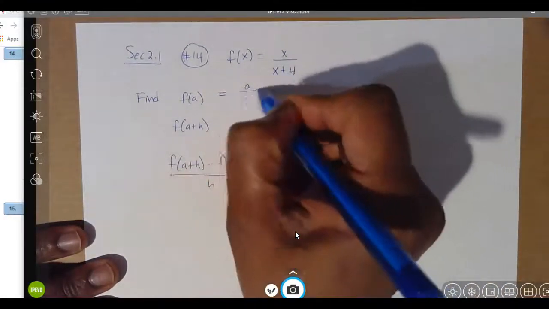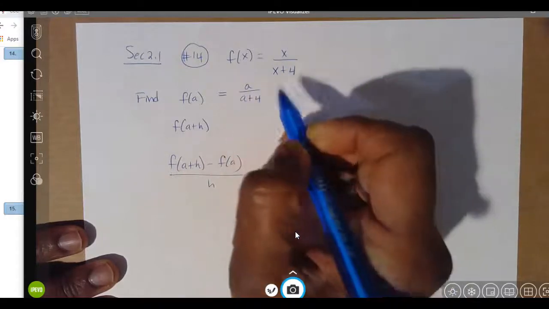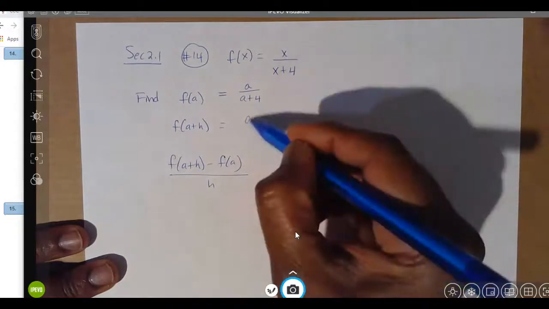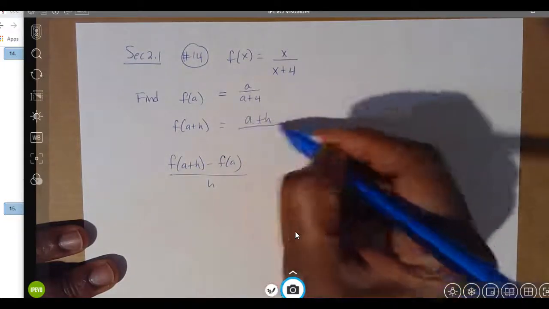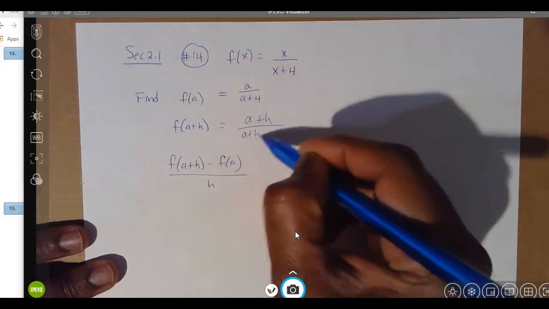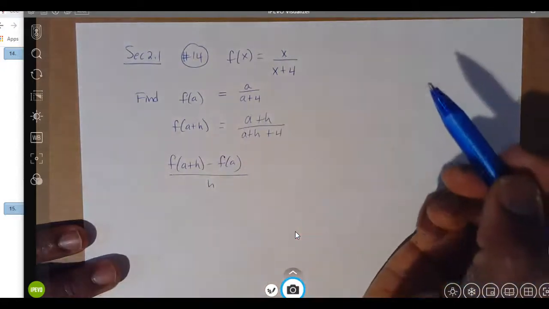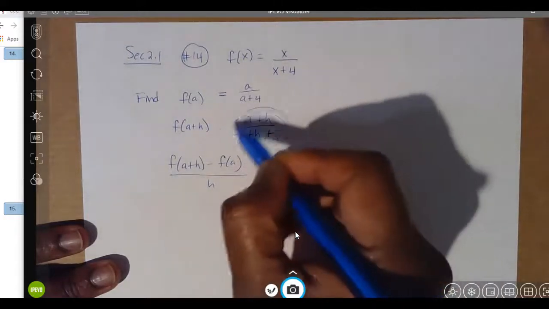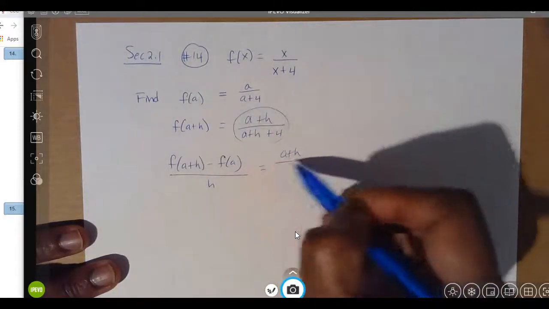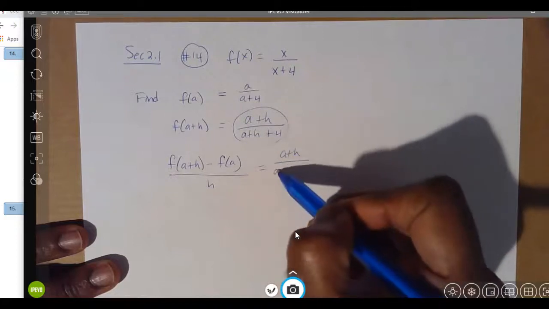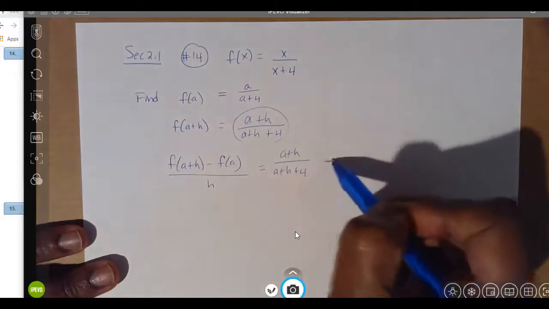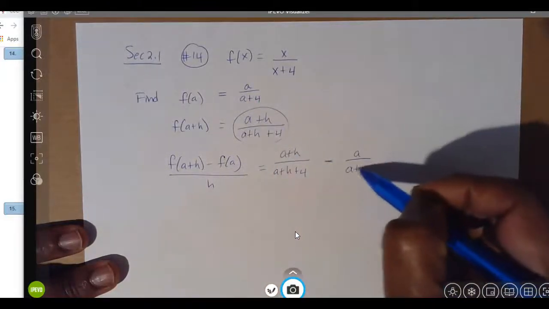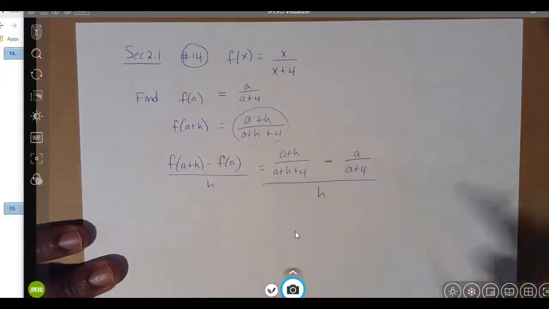You plug in a for x, so you have a over a plus 4. For the second portion, f of a plus h, you're replacing x with a plus h. So at the bottom you have a plus h plus 4. And then for the last part, where you find the difference quotient, you're taking this expression, and remember you can't cancel any of these due to order of operations, minus f of a, this is f of a, it's a over a plus 4, all divided by h.